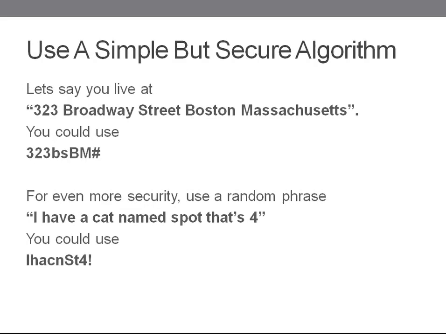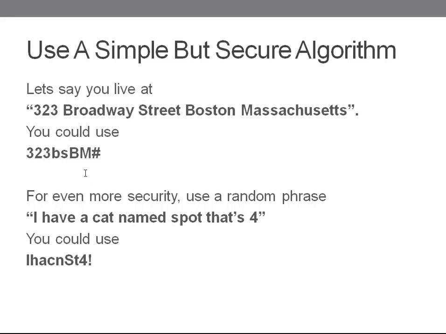Okay, so I would definitely suggest that you use a simple but secure algorithm. This type of algorithm is commonly used, basically taking the first initial of a phrase. So here's an example. If you live at 323 Broadway Street in Boston, Mass., then you could use the 323 and then the first letter of each word, capitalizing random words or whatever, and then adding on a symbol. So that's a pretty secure password right there.